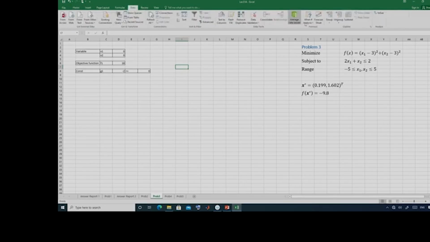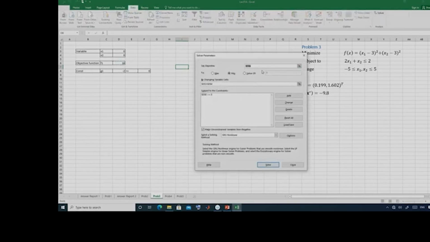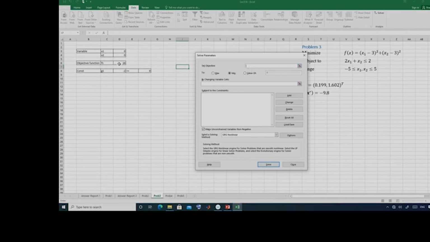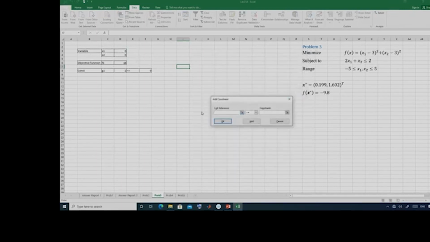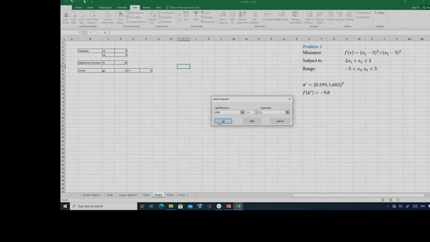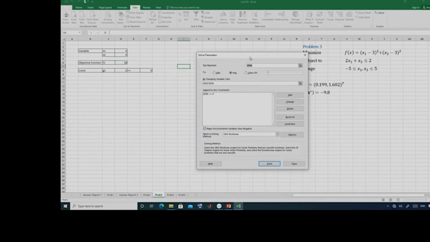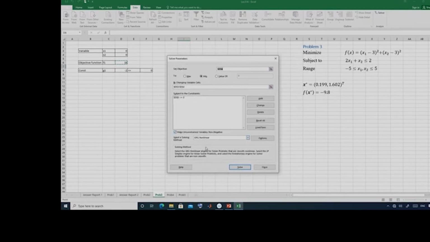So, let me go to solver. Here I can define the objective function cell, then changing cells are these, then we have one constraint, and that is this, and this is less than equal to 0. So now I have defined this particular problem, and if I solve it, I should get the solution. So, let me solve it.